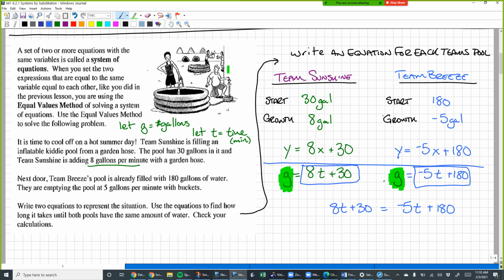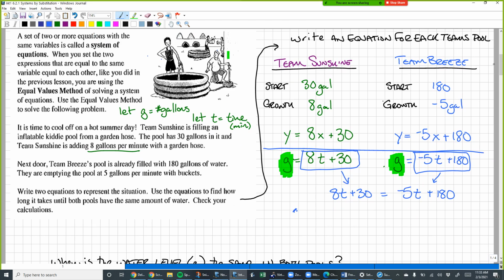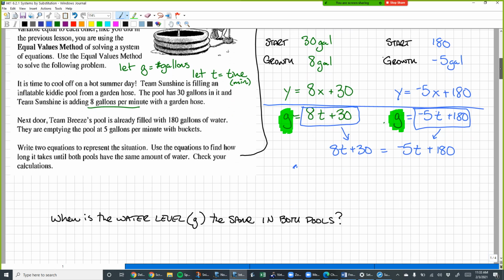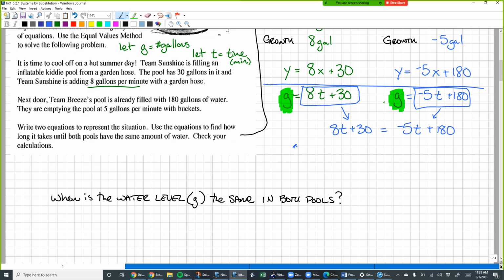So essentially, we've taken what g is equal to in the first equation and made it equal to what g is equal to in the second equation. So when the water level, G, is the same in these two pools, we can solve this system. We're going to solve it by finding T. So plus 5T on both sides, and we end up with 13T plus 30 is equal to 180.